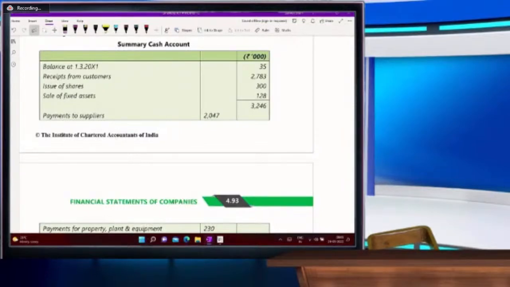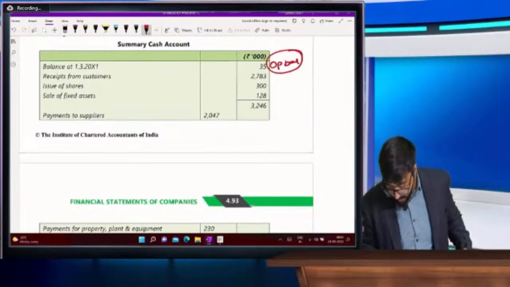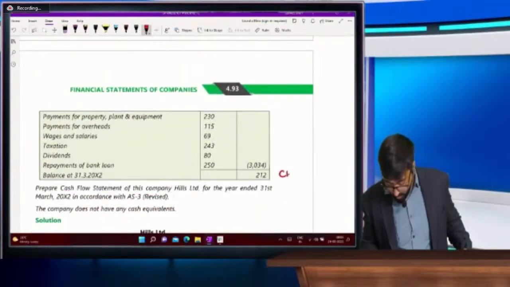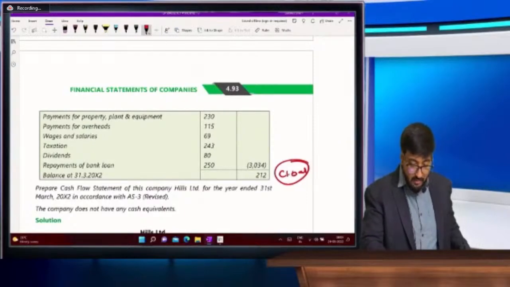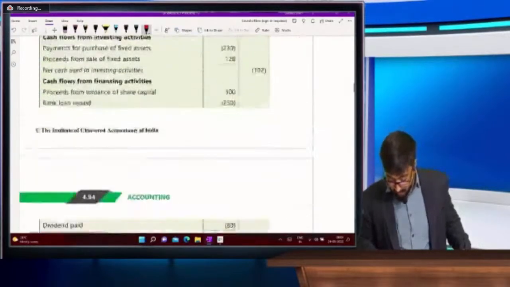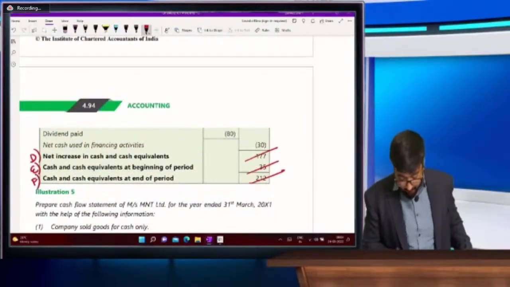Okay, over. Illustration number 4. It's very easy illustration. Just you have to divide it in 3 activities. 3 activities beta. Tell me which one. This is opening balance 35 and closing balance 212. So what is the difference? 212 minus 35, so 177. So 177 will be D, E and F.